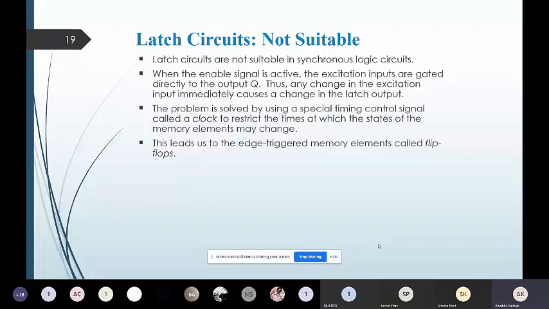And so we have to apply a special timing control signal called a clock instead of the enable input for the latches. When we are working with this special timing control signal, the clock, that memory element is said to be a flip-flop. And these flip-flops we are going to deal with in today's lecture. Generally, as already marked out, these flip-flops are edge-triggered memory elements.